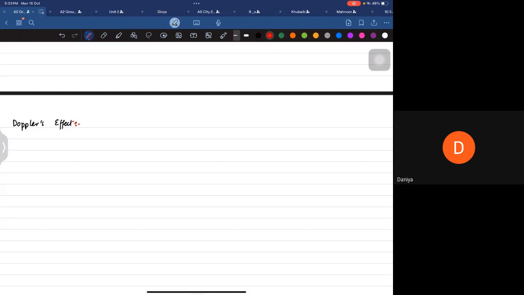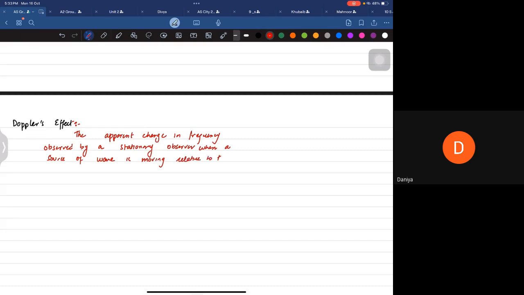So let's write that first. It's basically the apparent change in frequency observed by a stationary observer when a source of wave is moving relative to the observer. Now this definition will come for 2 marks.